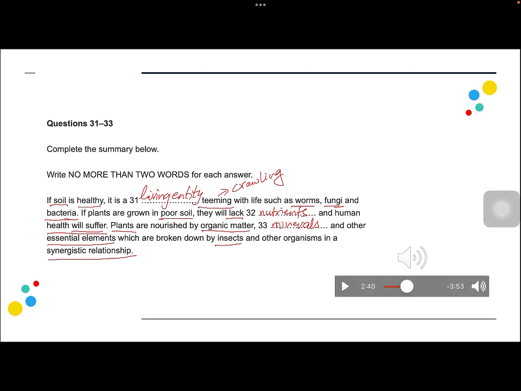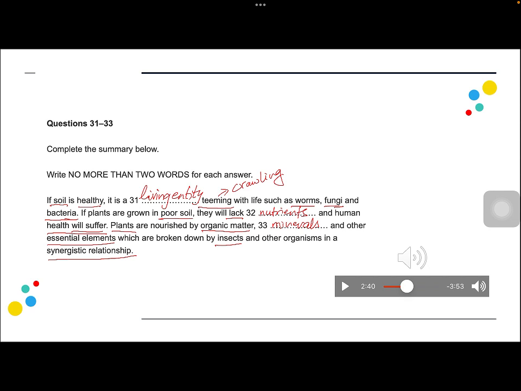All right, so that was all about the summary completion content, and I'm sure that you heard the speaker say that you have some time to look at questions 31 to 40. So we will actually be dividing those questions as per the question type, and then we will continue doing questions 31 to 40.